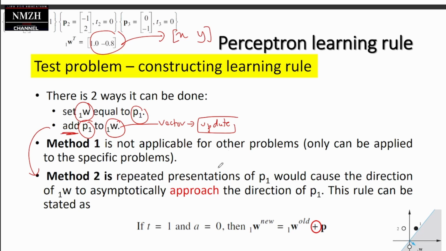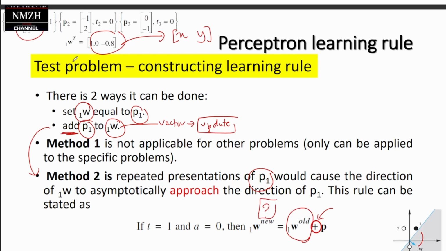So to do this, basically with method 2, repeated presentation of P1 would cause the direction of dW to asymptotically approach the direction of P. So meaning we need to make the direction of the weight close to the P point. What point is this? This one, 1, 2. Okay, so then we need to use the sum. So this 1, 0.8 is considered as the current weight, and all we want to do is find a new weight, whereby the new weight is this plus the input that we have, 1, 2.